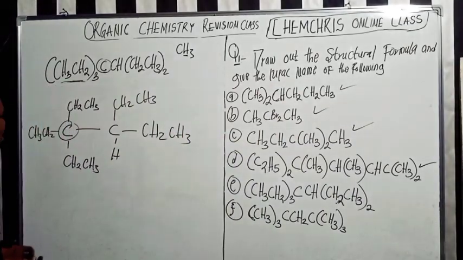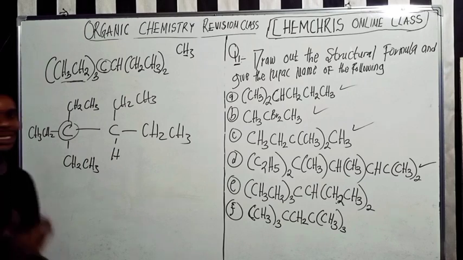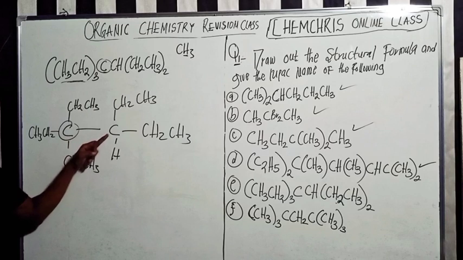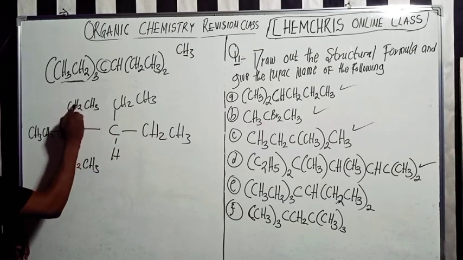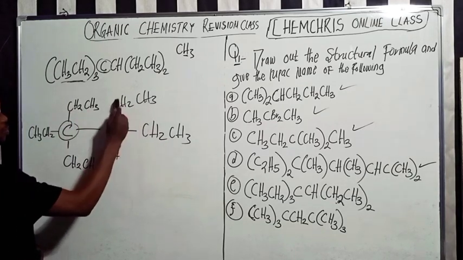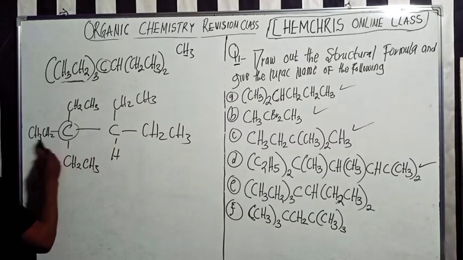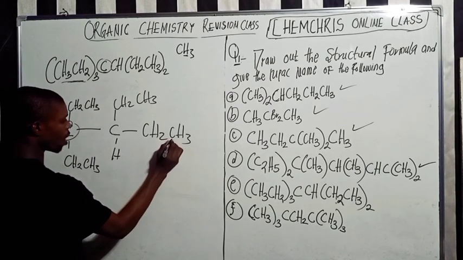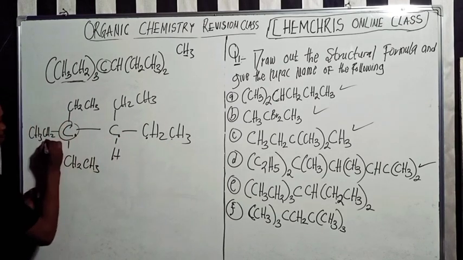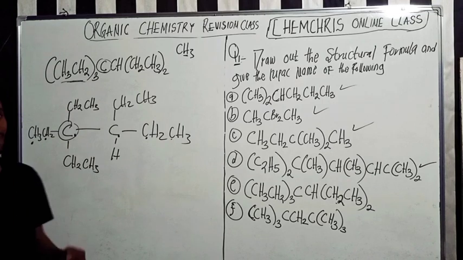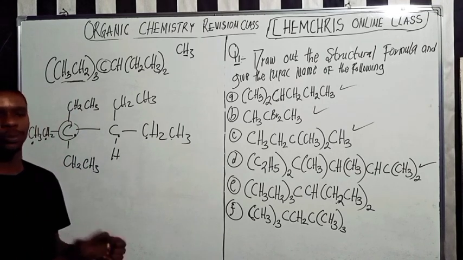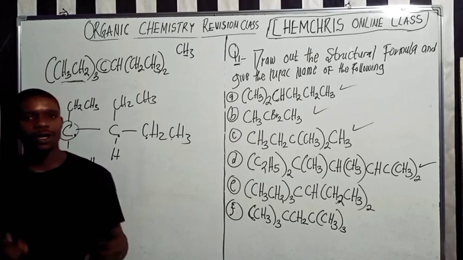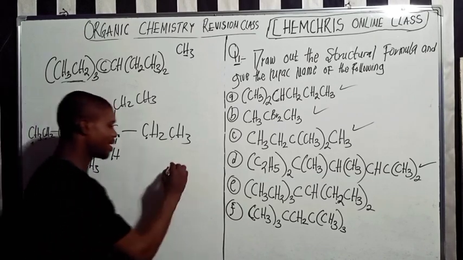So now let's name it together. The first thing to do is to take the longest continuous carbon chain. 1, 2, 3, 4, 5, 6. No matter how you count here, it's going to be 6. So we have 6 carbon atoms. You can see that there is no double bond. They are all single bonds. Because they are all single bonds, it's an alkane. So it's going to be hexane.